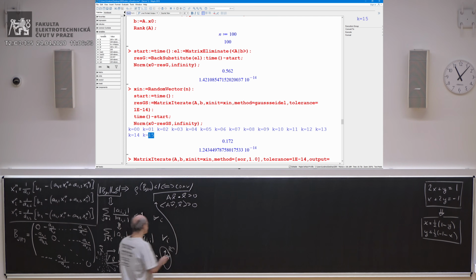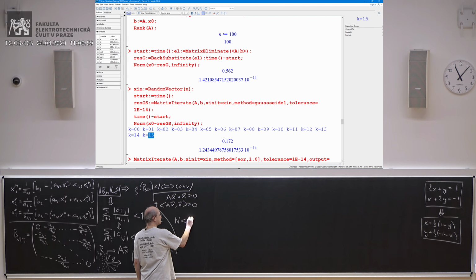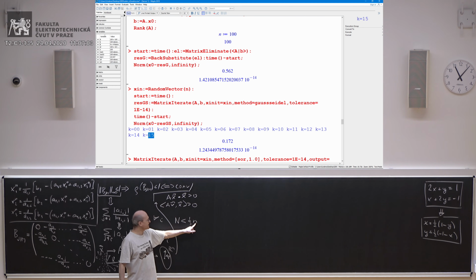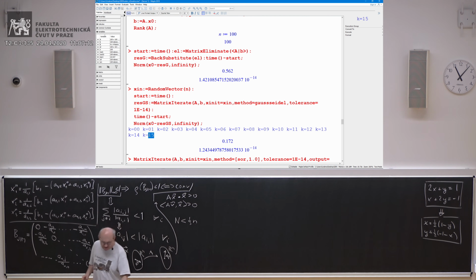Now, if you remember, judging just from computational complexity, the effectiveness of iteration is better if we have this inequality. Now, in our experiment, n is 100. So if the number of iterations is less than 33, then iterations should be better if they work. And here the number of iterations is 15, so definitely we expect faster run, and it works.